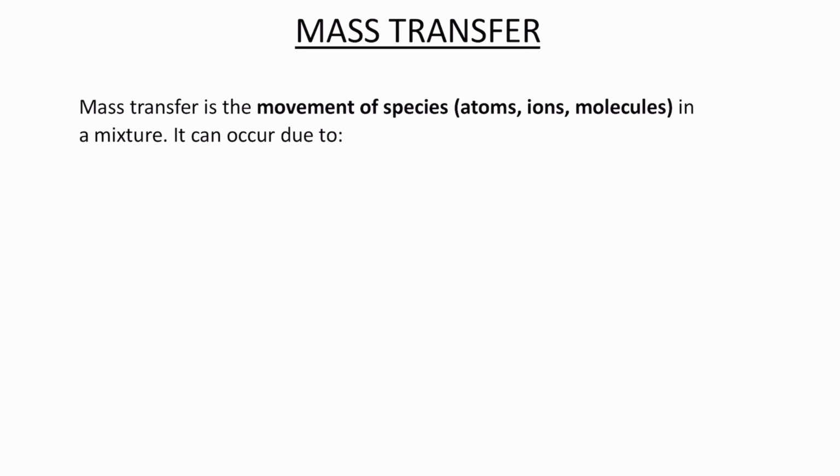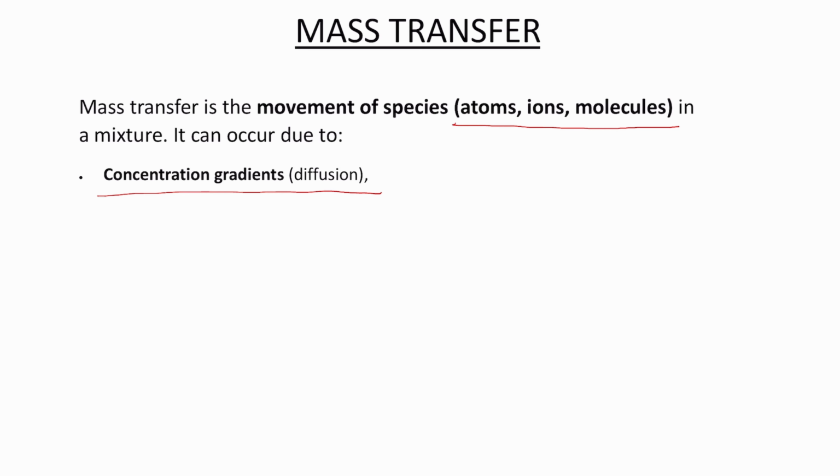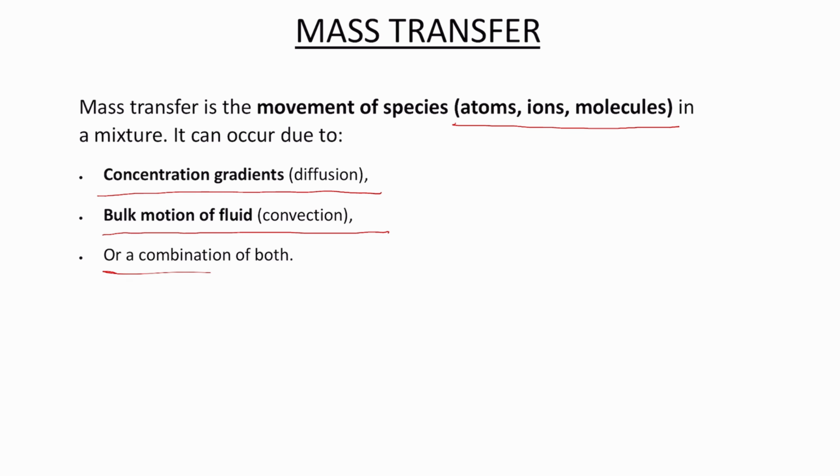Mass transfer is basically the movement of species, which include atoms, ions, and molecules, in a mixture. It can occur due to the following: concentration gradient, which is called diffusion; bulk motion of fluid, which is known as convection; and sometimes it is a combination of both. In most chemical processes, diffusion plays a key role, whether it's in separation units like absorbers or reactions inside catalyst pellets.